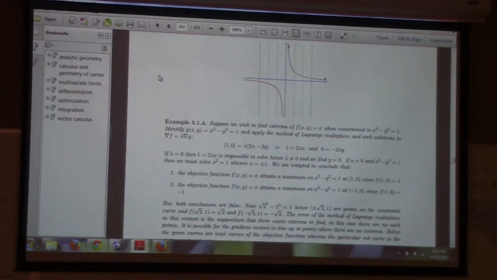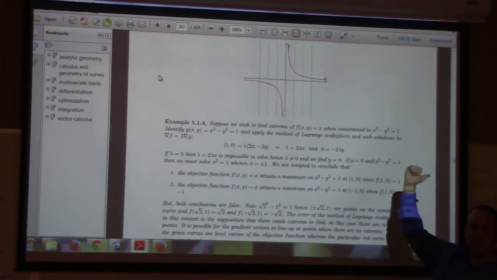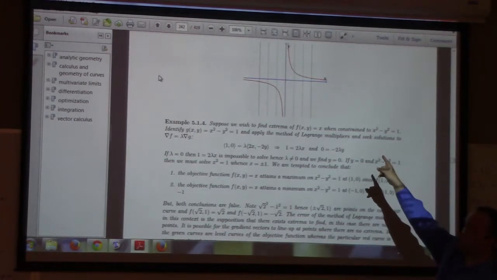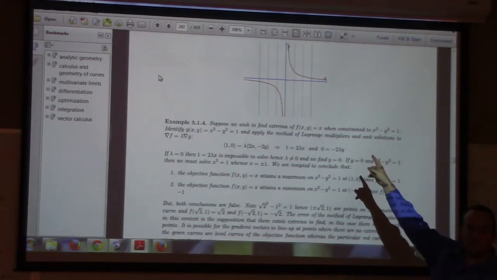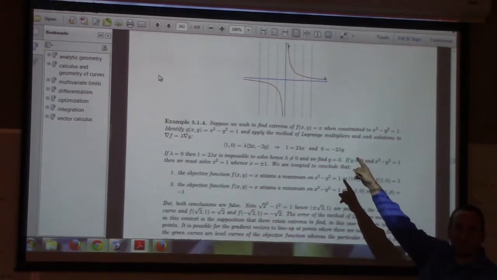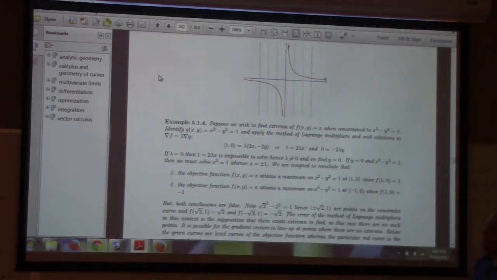So here's a picture of what just happened. There's no place where the gradient of the x function matches up with that red constraint curve. The gradient of the red constraint curve is never x hat. That's why we couldn't solve the equations. That's why I leave the example. There's something there to learn.